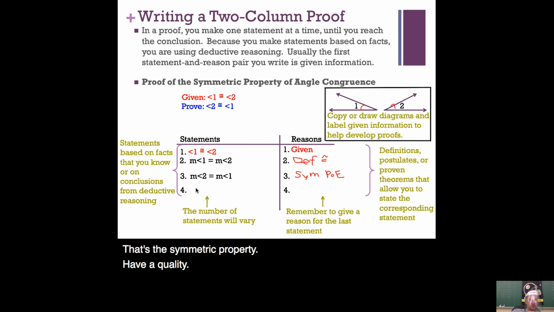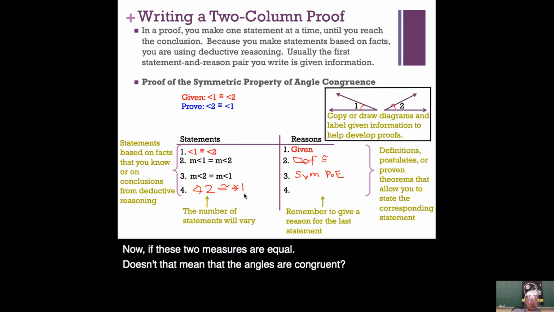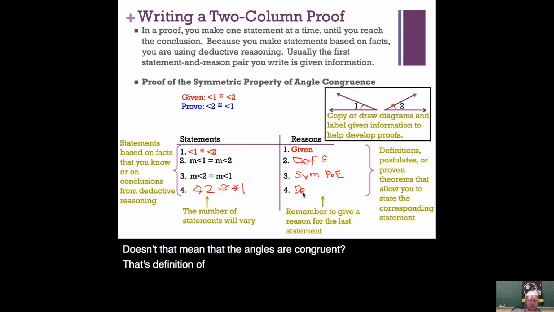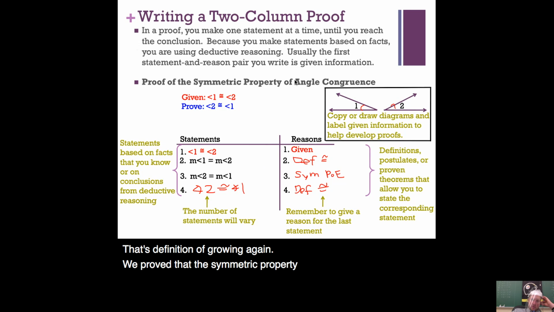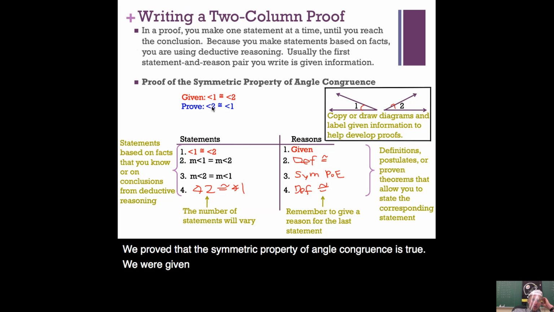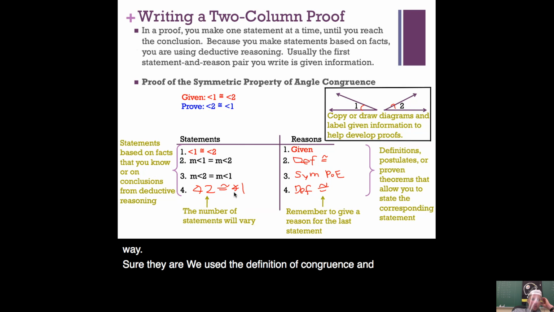Now, if these 2 measures are equal, doesn't that mean that the angles are congruent? That's definition of congruent again. We proved that the symmetric property of angle congruence is true. We were given 2 congruent angles. Are they congruent the other way? Sure they are. We used the definition of congruence and the symmetric property of equality to prove that.